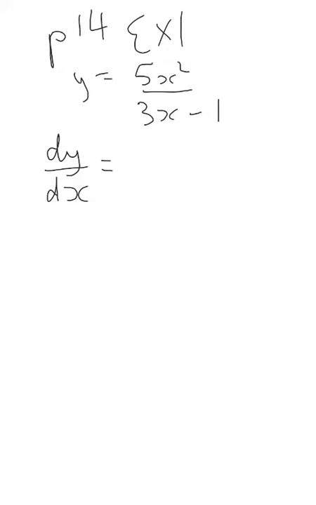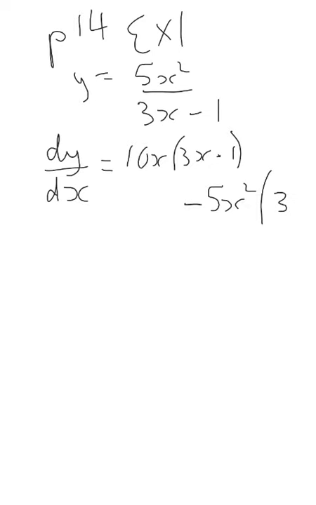So the numerator is 5x squared, differentiate that, we have 10x. We multiply this by the denominator left alone, 3x minus 1. Then we subtract the numerator left alone, 5x squared, multiplied by the denominator differentiated. So the derivative of 3x subtract 1 is only 3. Now all of that is on the numerator.